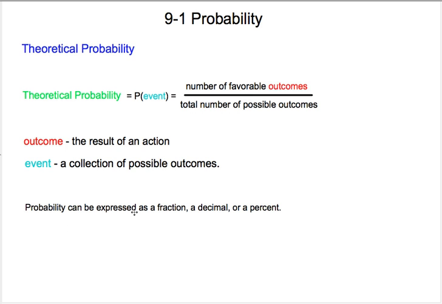And probability can be expressed as a fraction, a decimal, or a percent, which is all the ways that fractions can be expressed. Right? You can leave it as a fraction, you can divide them to get a decimal, or you could make that decimal a percent.